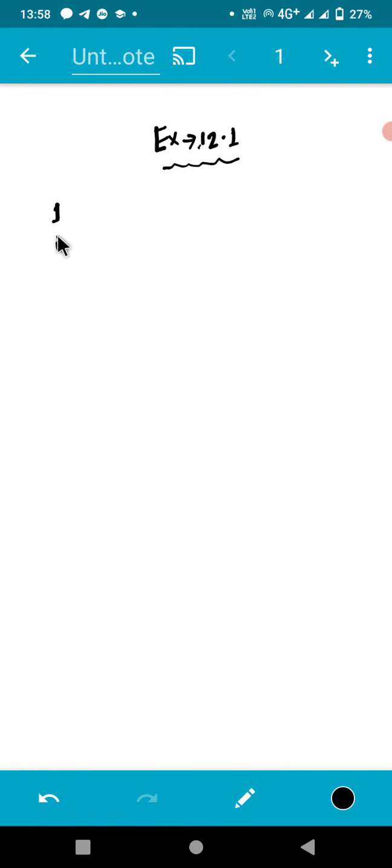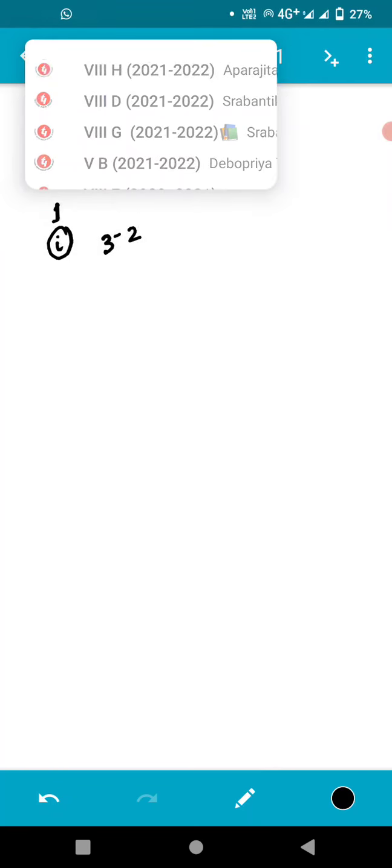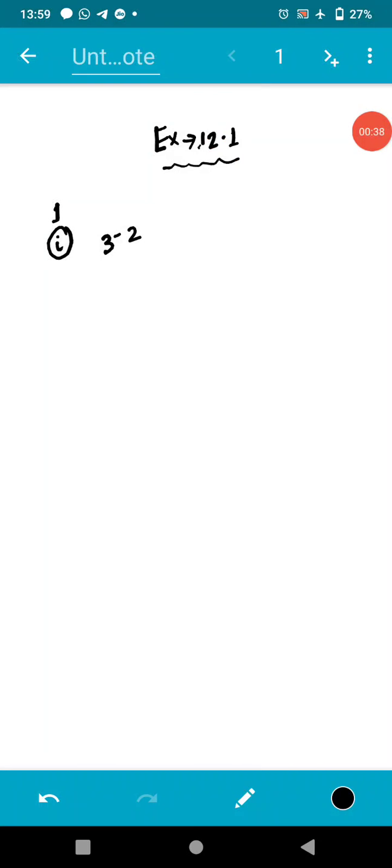In all the questions we have negative powers. So let's see how to do this sum. We have 3 to the power minus 2, isn't it? The first job is to make the power positive. For this, which law will we use? Since a to the power minus m equals 1 by a to the power m.